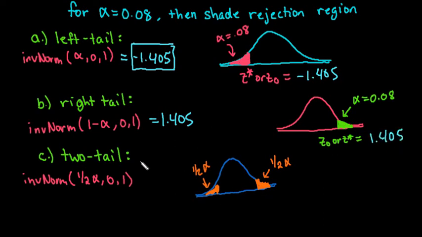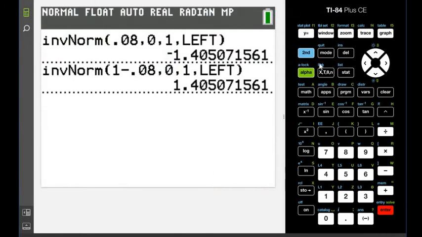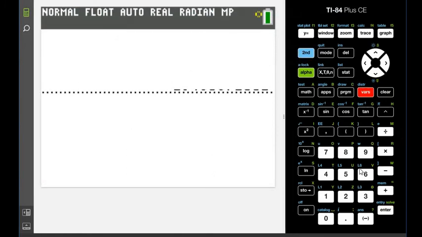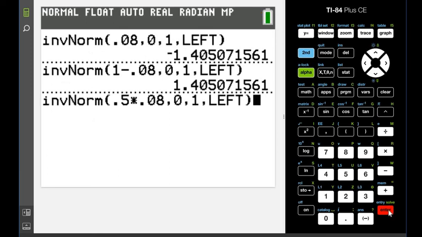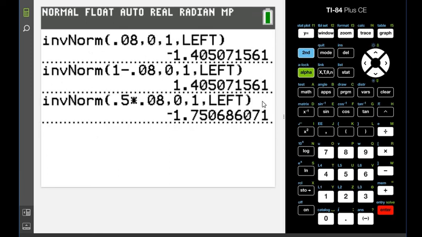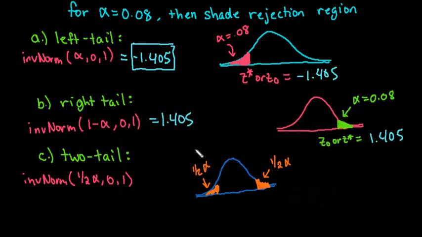So let's look at the two tail. We would go in second distributions, option 3, and this time we would type in 0.5 times our alpha, or you could just type in 0.04, and hit paste and enter, and you get negative 1.751 approximately. Remember that you need both of them. So with this, it was approximately negative 1.751. And then our positive one would be positive 1.751.